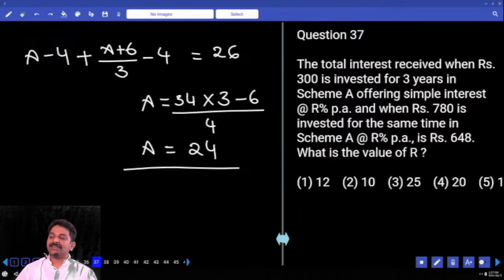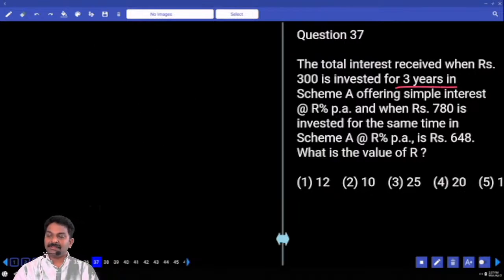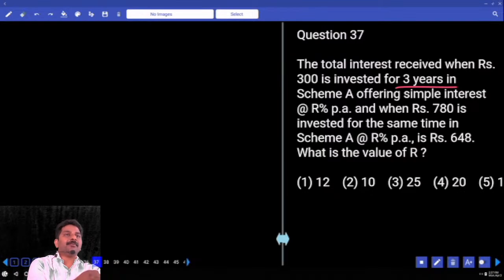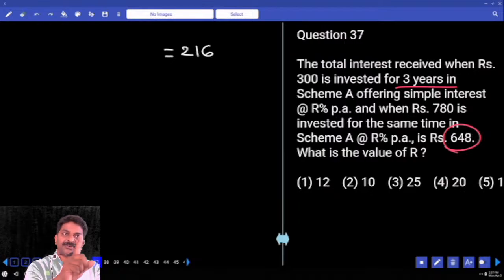The total interest received when 300 rupees is invested for 3 years in scheme A, offering simple interest at 8% per annum, and 780 rupees invested for the same time in scheme B at R% per annum is 648. What is the value of R? Given investments are invested for how many years? 3 years, interest is 648 only. Then 1 year it is 216 rupees. This is 1 year interest obtained from both schemes together.